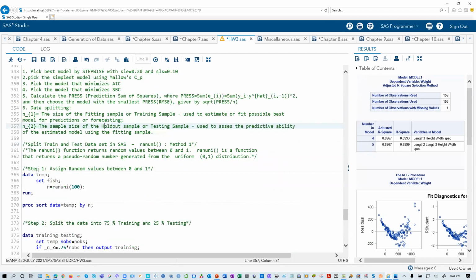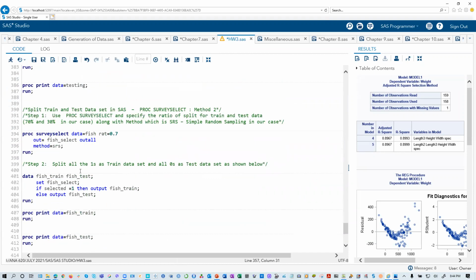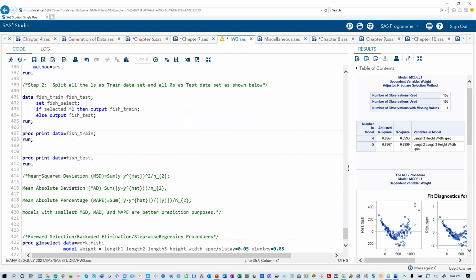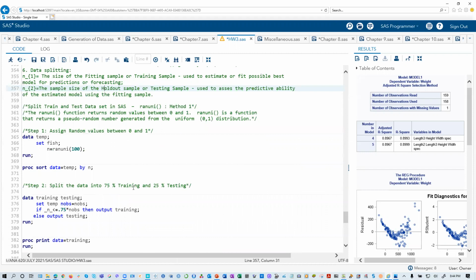Okay, then these three. Mean squared deviation MSD, mean absolute deviation MAD, and mean absolute percentage error MAPE. Those three can be calculated for sure using the training sample.